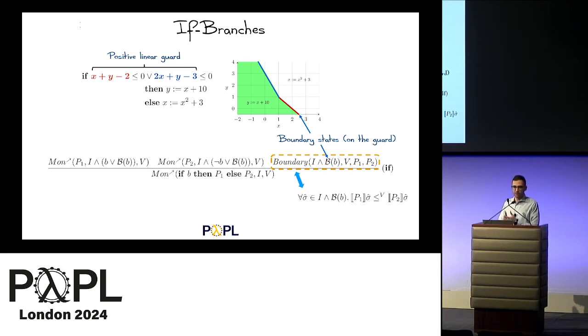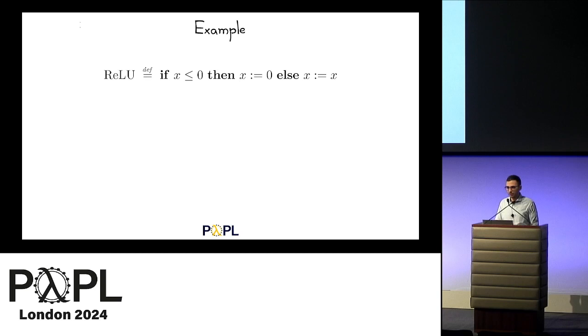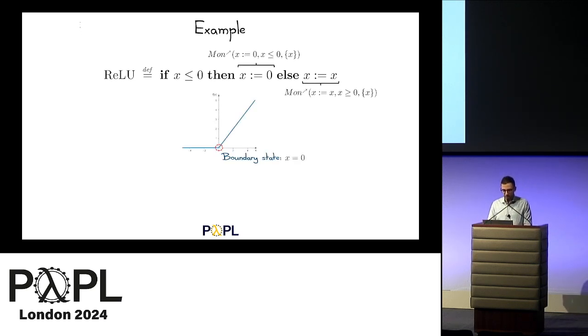Whenever we have a positive linear guard, which means that it divides the input in two spaces, then we can consider only boundary states. So we can try to verify the non-decreasing property only on the states which are exactly on the guards, and if the two branches satisfy the non-decreasing property on the guards, on the boundary states, then we can conclude that the if branch in this case is non-decreasing. So, for example, again, we can prove the non-decreasing property of the ReLU program, because the two branches are non-decreasing, and so here the boundary state is just 0.